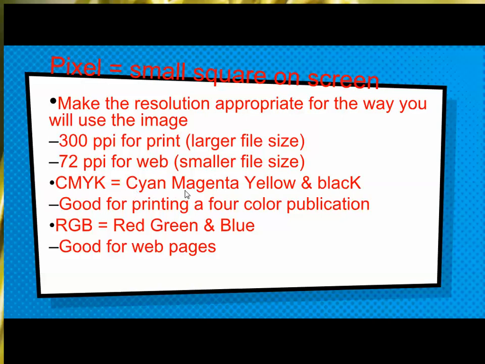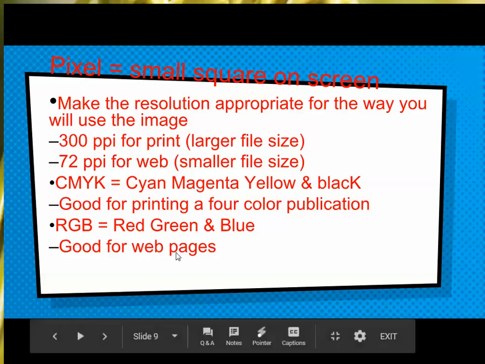CMYK is cyan, magenta, yellow, and black. I showed you the other day, or I should have, that when you open up the printer, the ink cartridges in there are those 4 colors, and that's good for printing a 4-color publication. Most publications are printed with 4 colors like that. If you're using just a monitor or making things for the web, RGB is fine. That's good for web pages. Write this down. We're going to explore this more as we go.